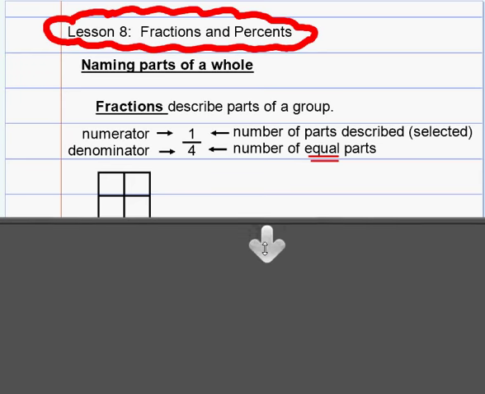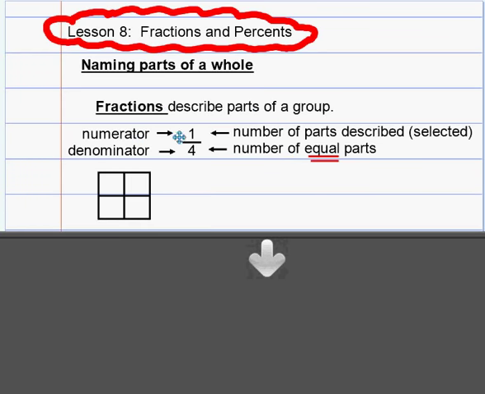And here's a fraction example for you. The numerator is 1. The denominator is 4. Okay, so this is the fraction 1/4. Top number is always the numerator, bottom number is always the denominator. That's important vocabulary for you to remember. The numerator, that top number, is going to describe how many parts have been selected or are described in the story problem. And the denominator is the number of equal parts. Okay, and equal is very important. The denominator tells you how many equal parts you have.